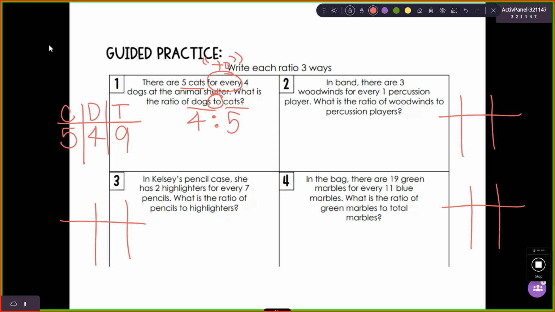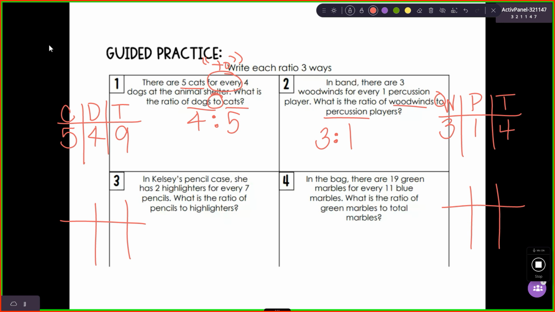All right, number 2. In band, there are 3 woodwinds for every 1 percussion player. What is the ratio of woodwinds to percussion players? Okay, so I'm going to put a W for woodwinds. And what was that? 3. And then I'm going to put a P for percussion. And what is that? And then my total amount of players is going to be 4. And again, it asks woodwinds to percussion. And that would be 3 to 1.